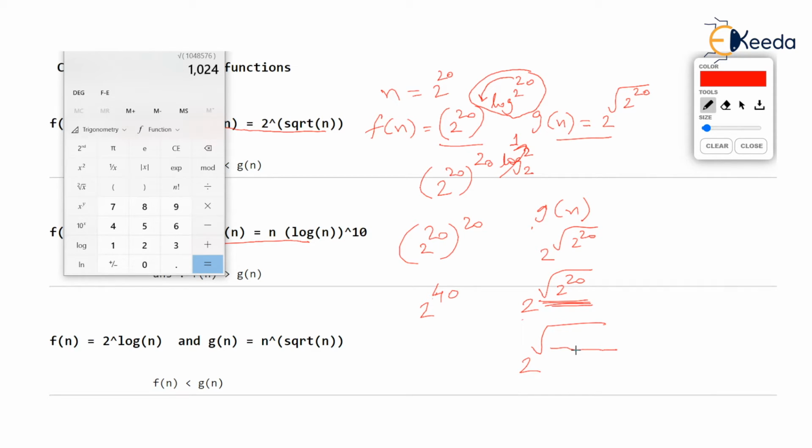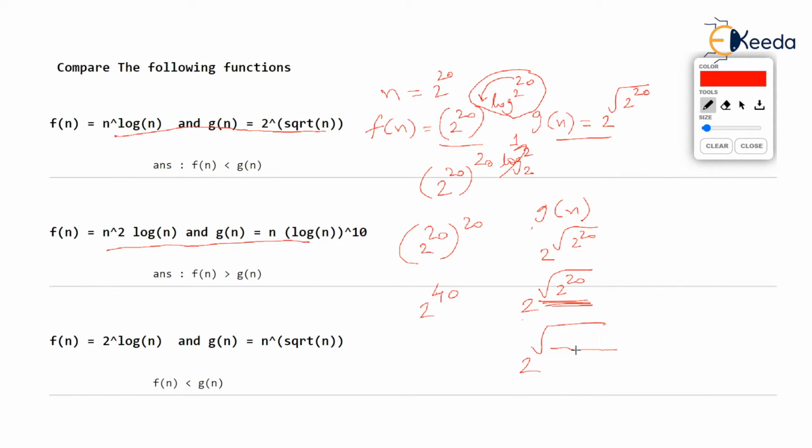That means in here, we are going to get this as 2 raised to 1024, and the left hand side function is 2 raised to 40. So definitely Fn is less than Gn. Warning, if you take small values of n, you will get the opposite answer.